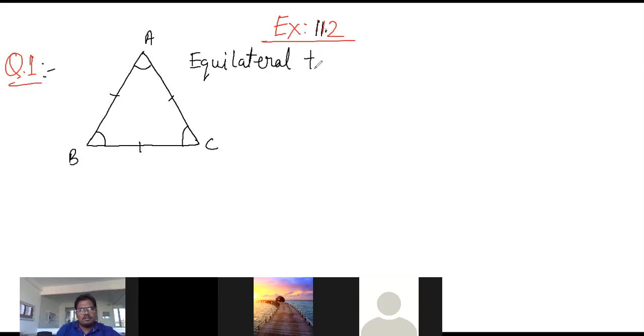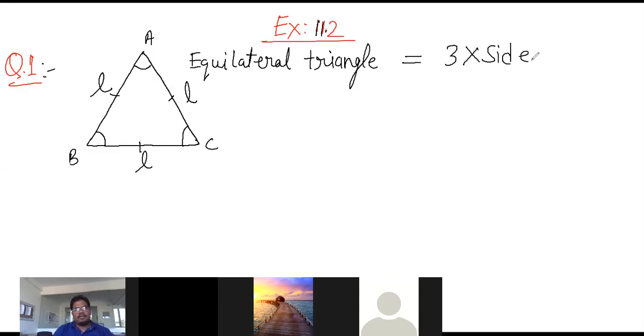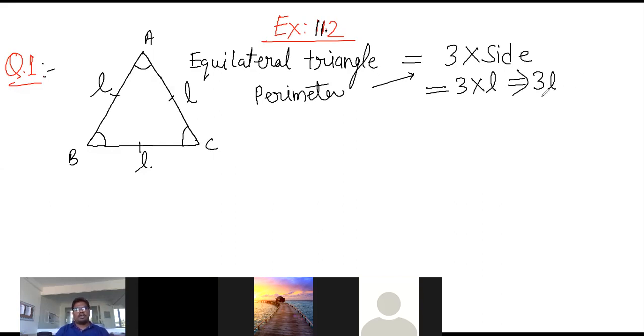So this is an equilateral triangle. All the sides are given as L. Express the perimeter of the equilateral triangle using L. Very easy: 3 into side. The perimeter of the equilateral triangle will be 3 into side, which is 3 into L. So you can simply write 3L.